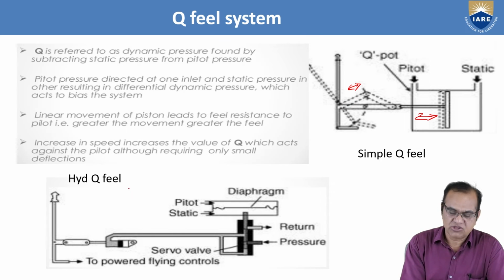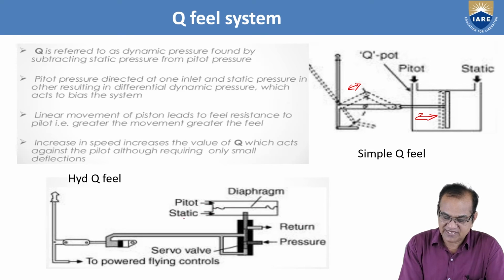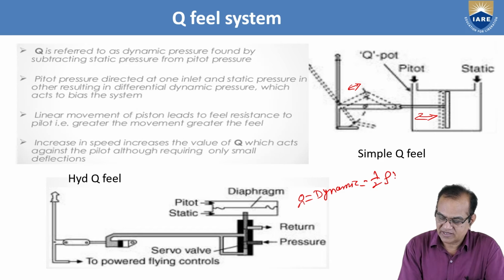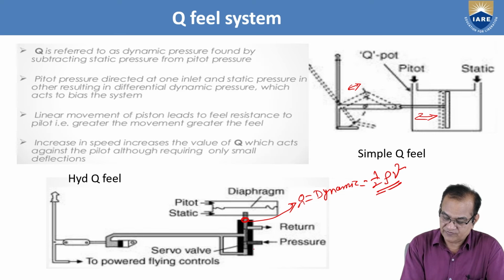Now the hydraulic Q feel is here. Here you can see a pitot and here is the static. Pitot minus static, you will get the Q. Q is the dynamic pressure, equal to half rho V square. This difference you are getting, this shaft is experiencing this Q.